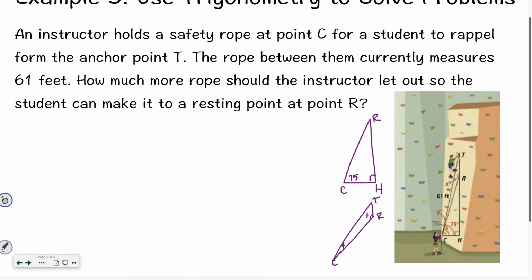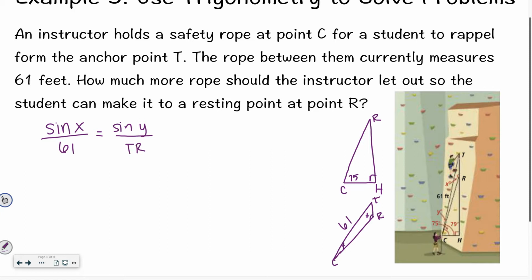If I'm trying to solve this, I'm trying to figure out the resting point R. And in order to figure that out, I know that my rappeller is at T, and they need to get down to R. So I need to know what that distance is between those 2 points. Since TR isn't on a right triangle, I'm going to have to use law of sines. And I would say sine of X over 61, because the side opposite of X is 61, equals sine of Y over TR.